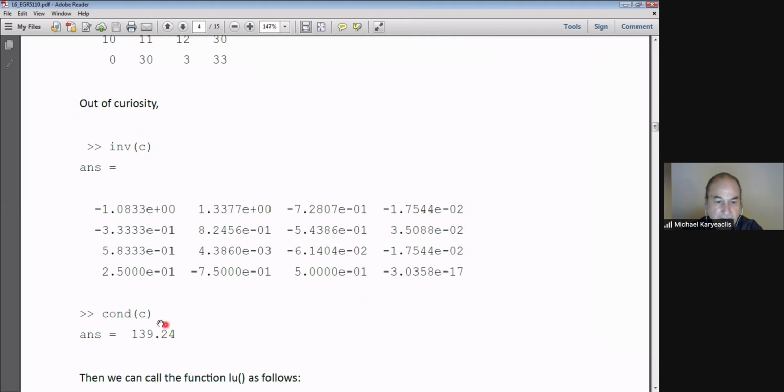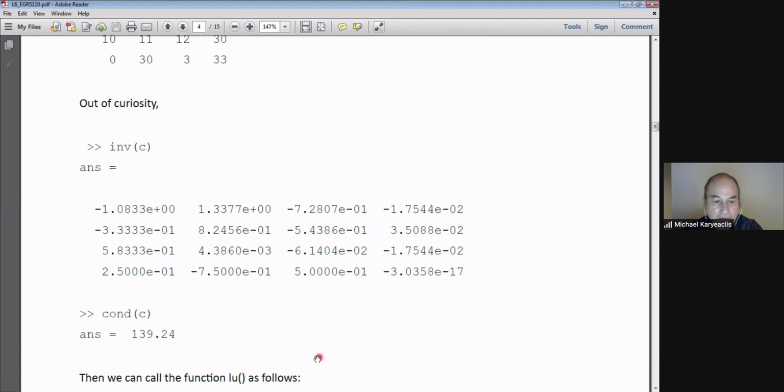This is the inverse. The condition number is not great. It's 139. It's not close to infinity, but it's large. It's far away from 1, but it's not an ill-conditioned problem. It's something that you wouldn't want to use Gauss elimination to solve.